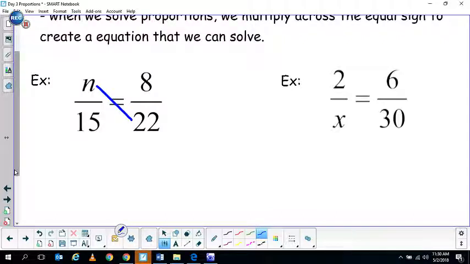So I'm going to multiply on the diagonal downwards. N times 22 is 22n. So we are multiplying. We are going to have an equal sign, and then we are going to multiply on the second diagonal. So 15 times 8 is 120. This is where the term cross multiply comes from. If you look, we formed an X across that equal sign, so the multiplication symbol.